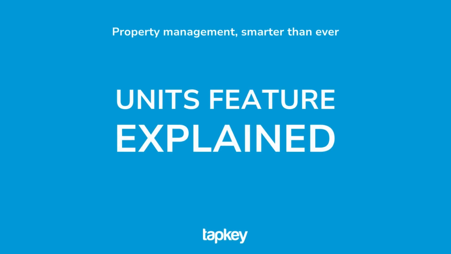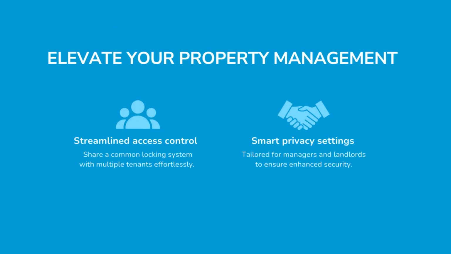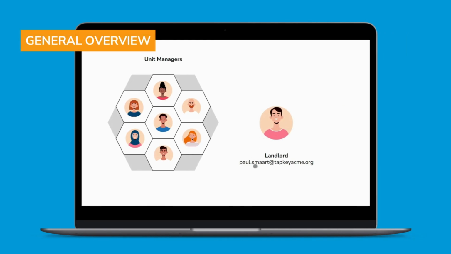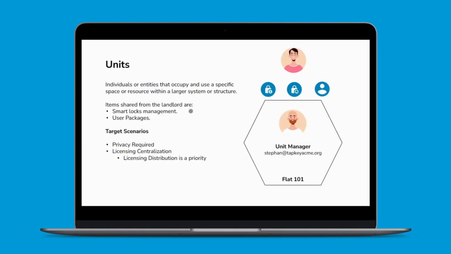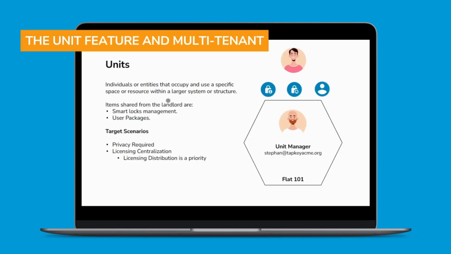Tapkey Units. Units is a functionality that allows managers and landlords to share a common locking system with multiple tenants. In this case, we have Boltzmarkt, who has a building with multiple Tapkey locks, and he wants to have multiple people using the locking system or specific locks, each person using specific locks within the locking system with specific privacy settings. So what is a unit and what is the specific scenario of use for the unit's functionality?